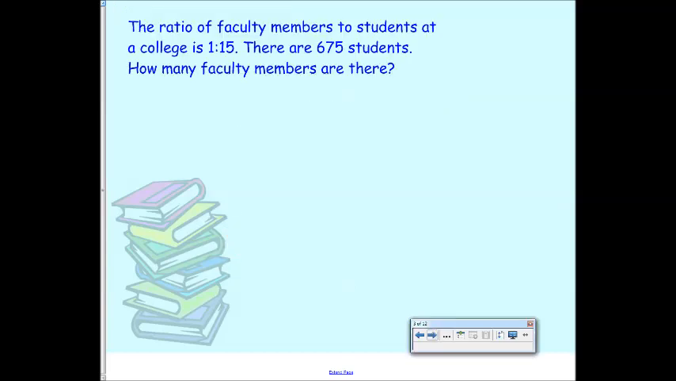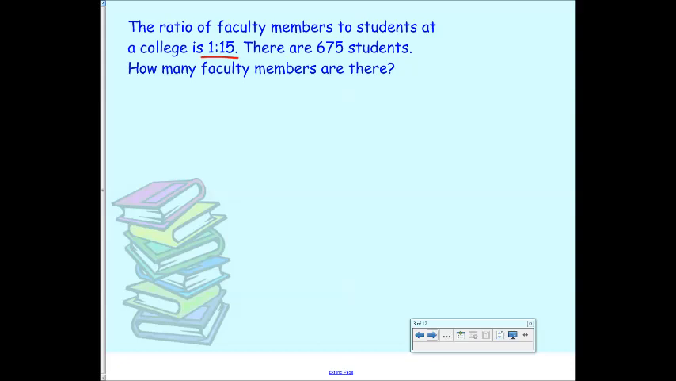Okay. The ratio of faculty members to students at a college is 1 to 15. There are actually 675 students at the school. So how many faculty members are there? So this is a very typical ratio word problem that you might see. The ratio given is 1 to 15, which means for every 1 faculty member, how many students are there? 15. But when you go to that college, is there really only 1 faculty member? No. Basically, this is the ratio reduced. So they reduced that ratio to 1 to 15, but there are actually how many students?